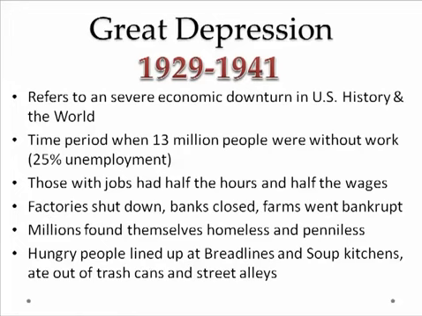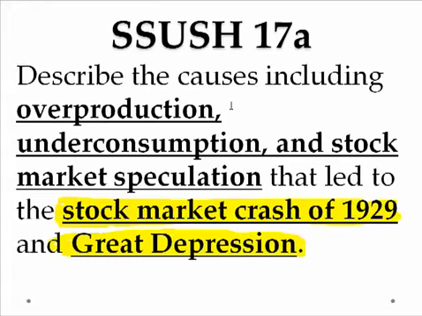Now we're supposed to talk about this Great Depression, what caused it. One of the causes is the stock market crash, or actually not a cause, but what the causes led to, this stock market crash. So let's look at it. Let's read closely our standard here. The causes include overproduction, underconsumption, and stock market speculation. Those three are the causes that led to the stock market crash of 1929.